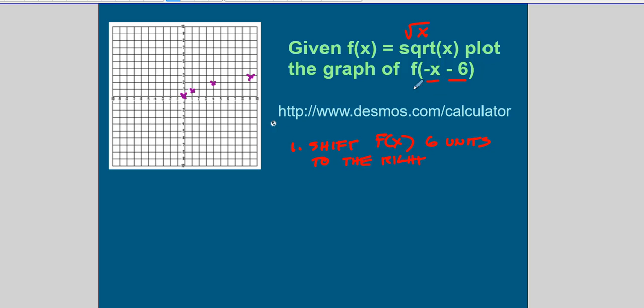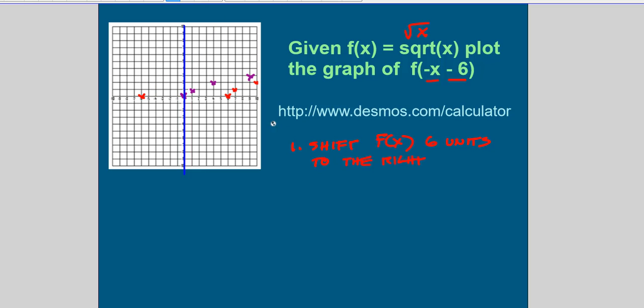And then this is telling me that I'm going to flip it over the y-axis. So not all these points are going to fit on the grid that I have here, but I'm going to take every point and move it 6 over. Then I'm going to take those points and flip them over the y-axis.